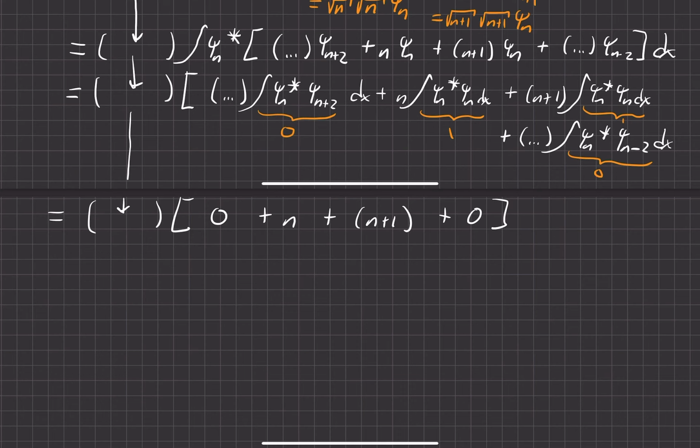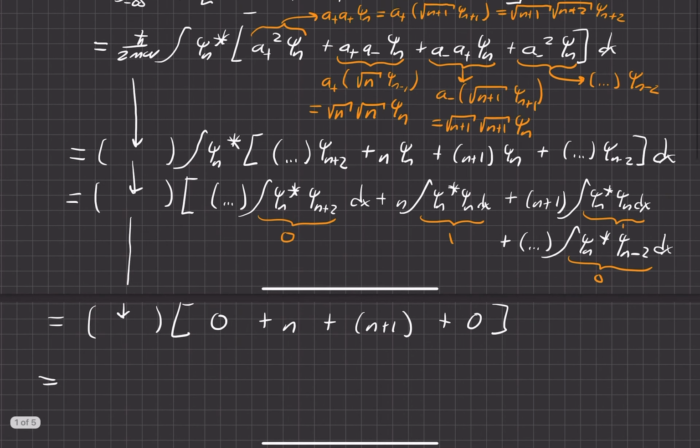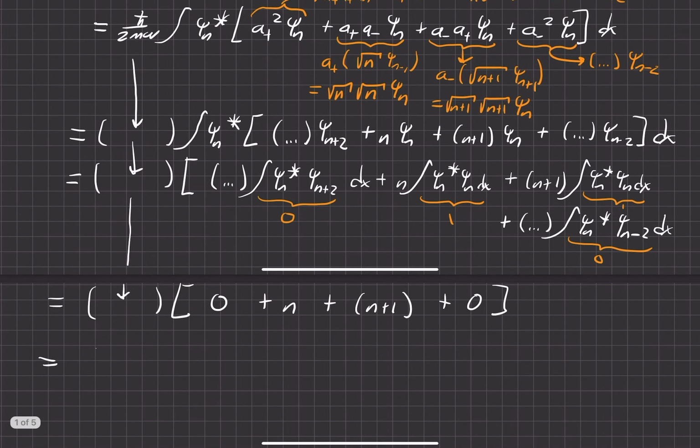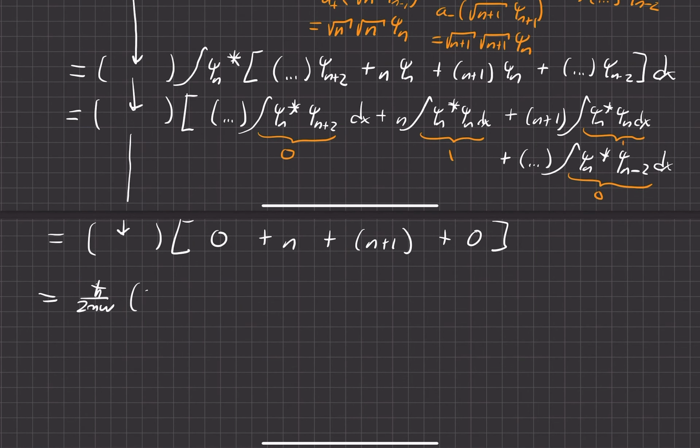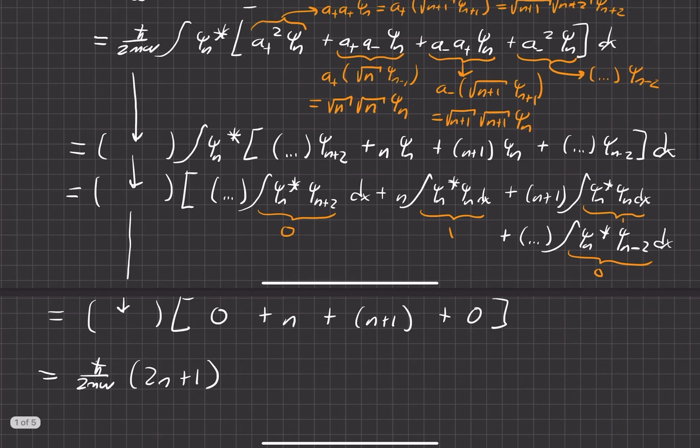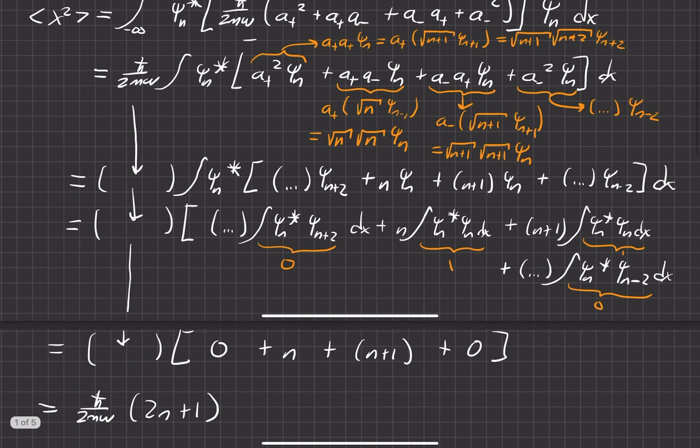All right, and we'll go ahead and expand these constants that we had. We're no longer going to drag and drop them. I have to remind myself what they were. So it was h bar over 2m omega. Now this is going to be multiplied by 2n plus 1. And that's our final answer for the position squared expectation value. If we scroll all the way up here, let's get it all in there.